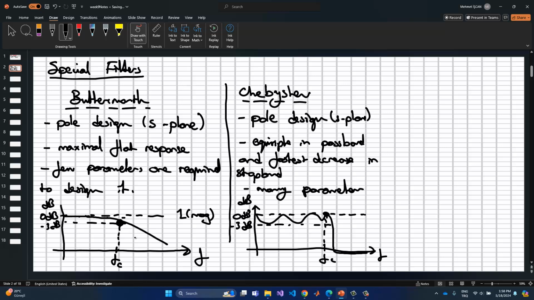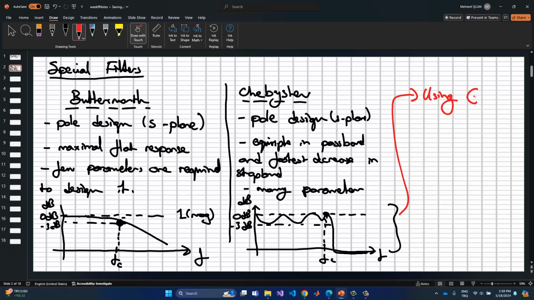But the difference is in the fastest transient response here. We have the fastest decrease here, so if we want to suppress the whole signal after the FC, we can use the Chebyshev filter. But if we want a more robust and flat response before the FC, we can utilize the Butterworth filter.